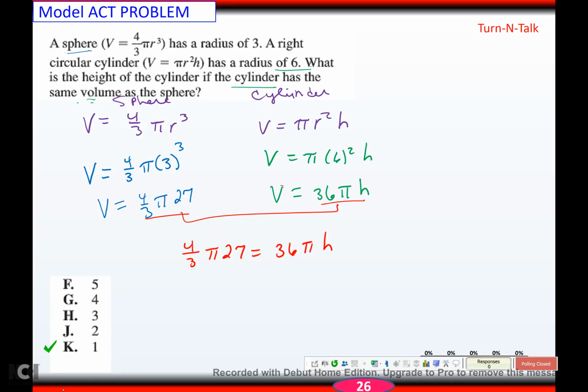And now I can figure out the height of my cylinder by getting h alone. Well, again, I don't like fractions, so the first thing I do is multiply by the denominator to kill it. Actually, I didn't do that, sorry, I just did 4/3 times 27, and I got 36 pi equals 36 pi times height. So to get height, I'm going to divide by 36 pi, and I get a height of 1. Okay.